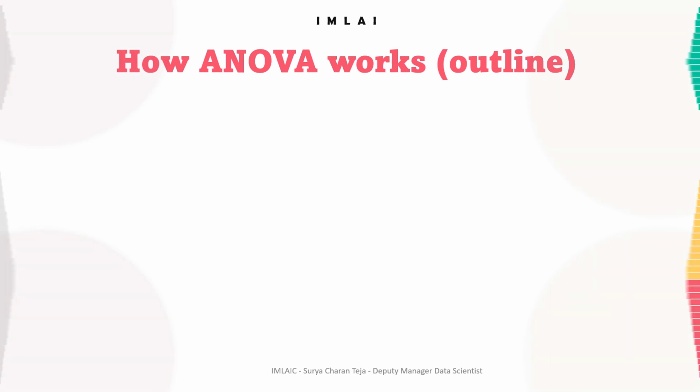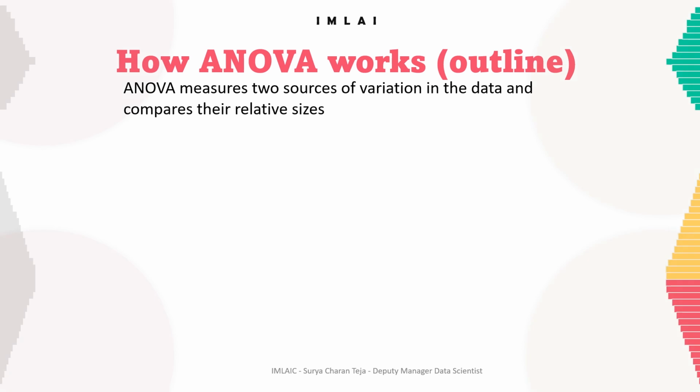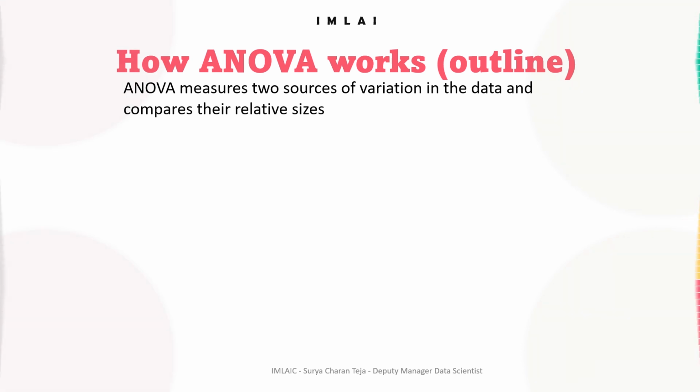So let's look into this ANOVA in depth. ANOVA measures two sources of variation in the data and compares their relative sizes. ANOVA, or analysis of variance, is a statistical method used to compare the means of two or more groups. It's a hypothesis test that determines whether there is a statistically significant difference between the means of multiple groups or not. That's it. Pretty simple.